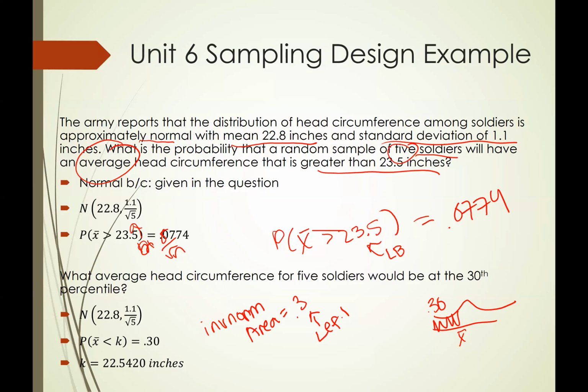Remember, if you're using an old calculator, your area always has to be to the left. If you're using a new calculator, you get to pick. But obviously you should pick to the left here, and you shouldn't change it. When you type it in, you get 22.5420 inches. So x bar is going to be less than 22.5420 inches to be at the 30th percentile. Or the 30th percentile would actually be 22.5420 inches.